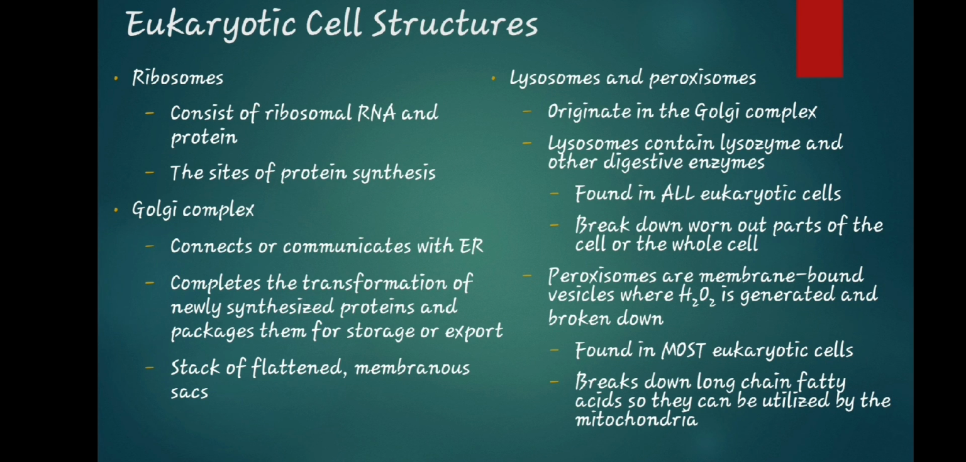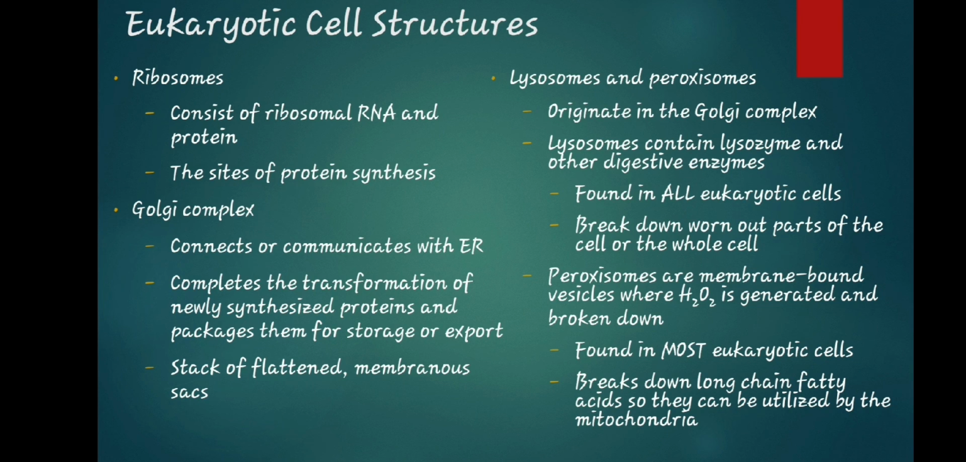Next is the ribosome. Ribosome consists of ribosomal RNA or rRNA and protein. Ribosomes play an important part in the synthesis of protein. Next is the Golgi complex. The Golgi complex connects or communicates with the ER. The function of the Golgi complex is to complete the transformation of newly synthesized proteins and package them for storage or export. The Golgi complex is simply a stack of flattened, membranous sacs.